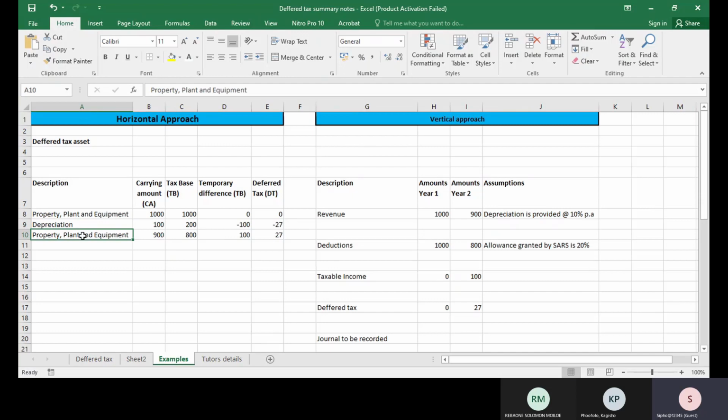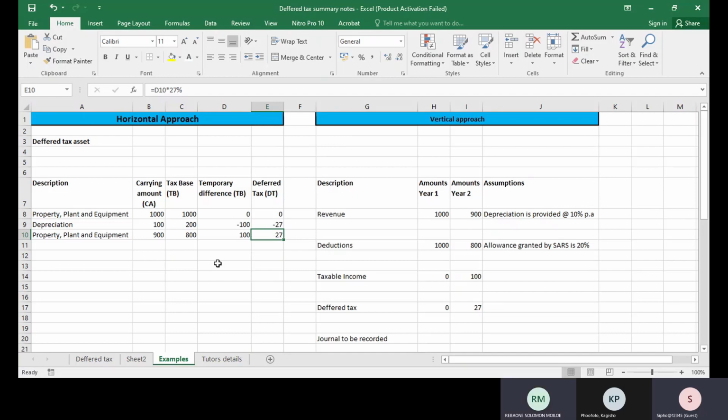So now at year end, you have a carrying amount in your balance sheet of 900, and then your tax base from SARS perspective is 800. So now you have 100 rand, which is the temporary difference. Then based on that, I've calculated the deferred tax using the 27%.